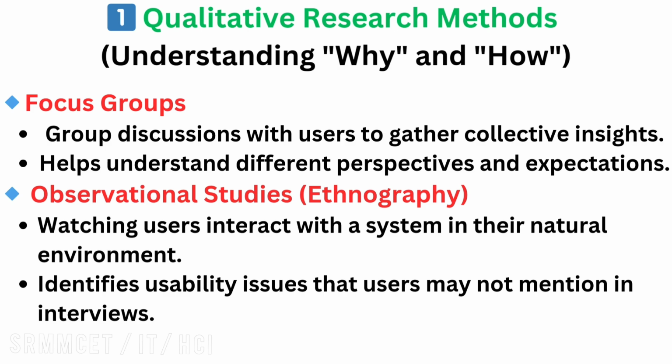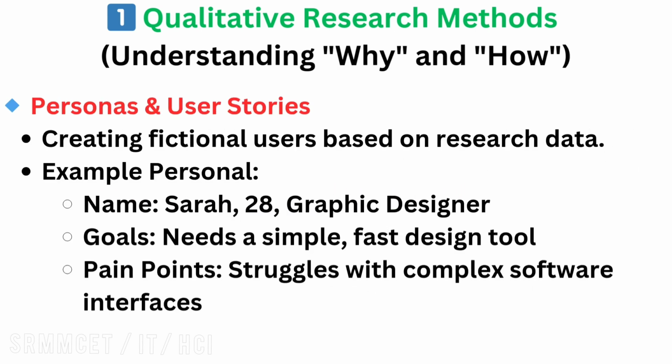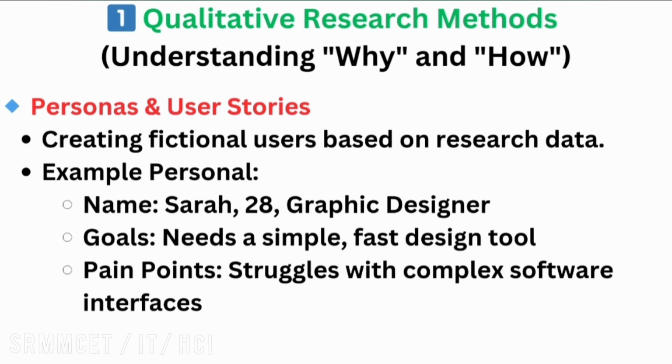Next in the qualitative research methods are focus groups and observational studies. In the focus group, the initial point is group discussion with users to gather collective insights, which helps to understand different perspectives and expectations. So it is the real factor. We all know about that. Then observational studies, watching user interactions, how they are using it. The next one in the qualitative research method is personas and user stories, which means we have to explain in detail about a user, like their name, age, profession, goal, and pain point. Pain point is the user's emotion.